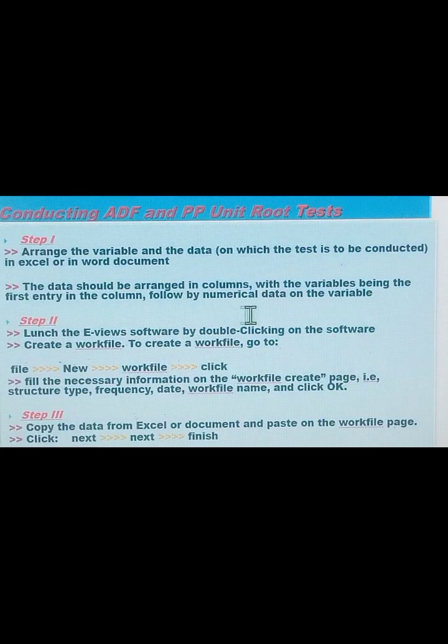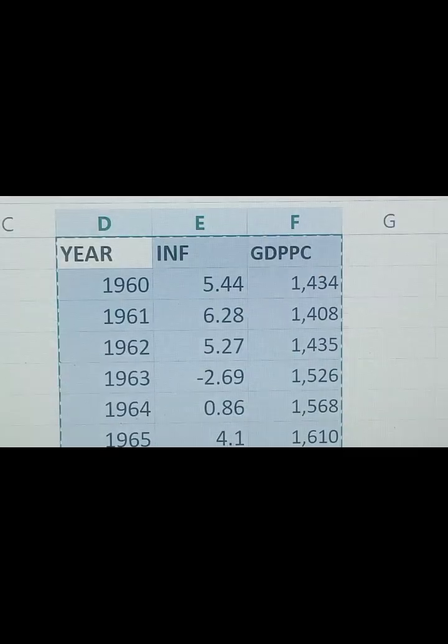Now, the data should be arranged in columns. We have achieved that with variables being the first entry in the column. The inflation variable appears first in the column, followed by the data on inflation. Here too, GDP appears first in the column. The importance of this is that eViews recognizes this first row as the variable name if the data is fed into the eViews statistical software.